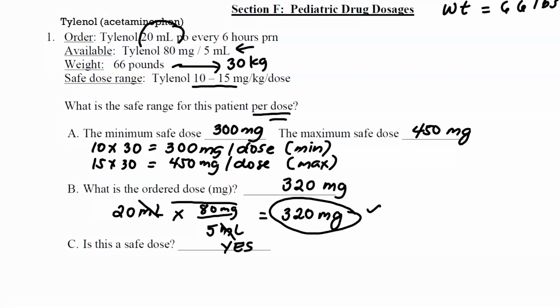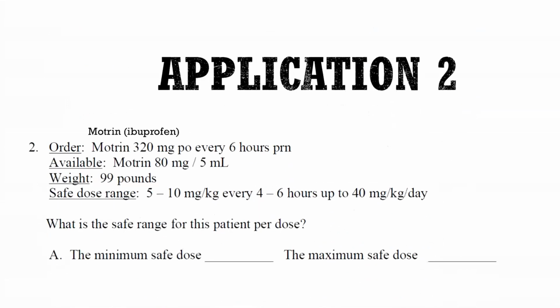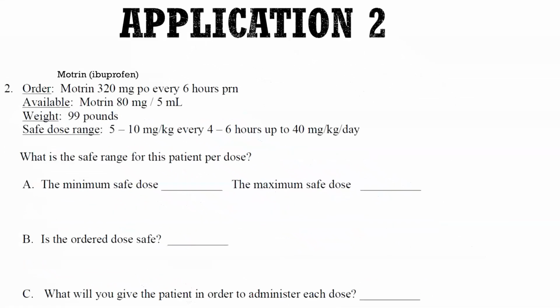All right, so is this a safe dose? Yes, it is, right? It's in between that range, because it's 320 milligrams. It's in between 300 and 450. Next, application number 2. Motrin or ibuprofen 320 milligrams PO every 6 hours PRN.